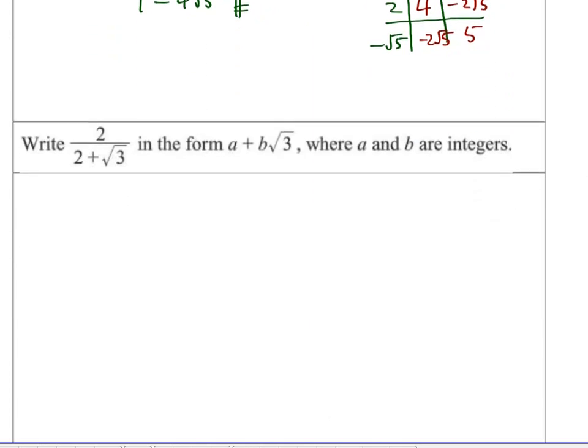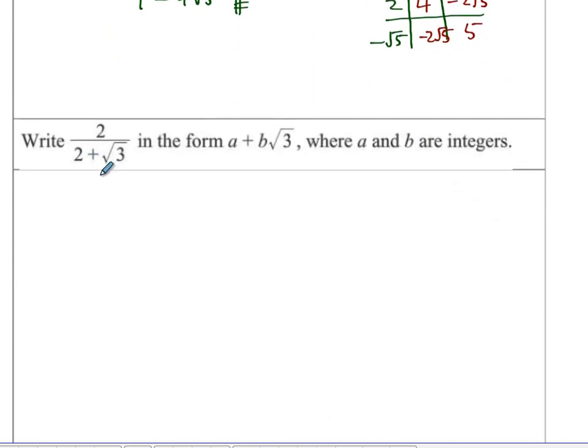Now we'll go to the final part, part C. In this case, you have to write this in the form of a plus b root 3. This is slightly trickier. This one, you need to use a little trick. If I have 2 over 2 plus root 3, and if I want to change it in such a way that I do not have a surd at the bottom, the process is called rationalizing the surd. So we rationalize that.